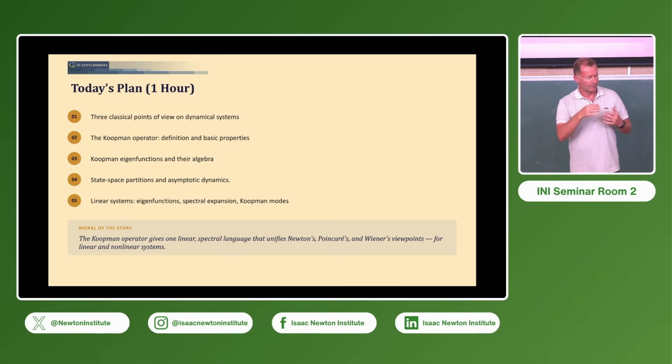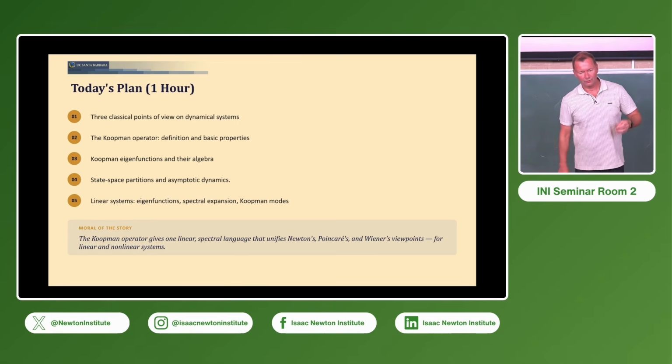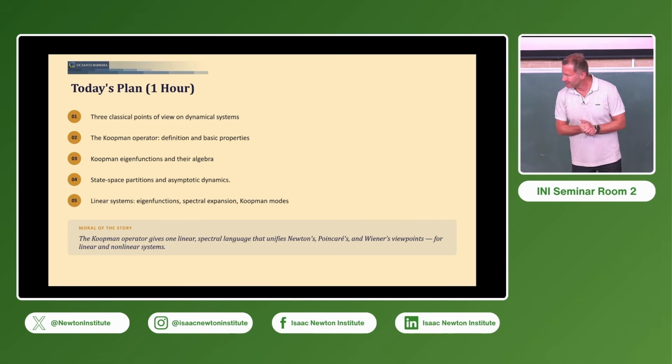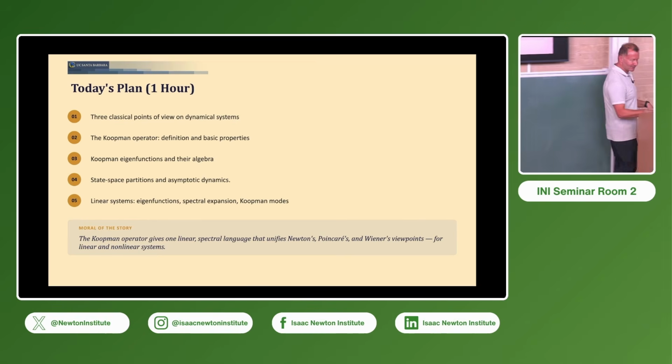And then I'll talk about linear systems, eigenfunctions, spectral expansion, Koopman modes, so that you can very vividly see what it means when you're at linear systems level, right? Took note from Hirsch and Smale spending about 80 pages of their book on it. Some of you probably don't know this, but the Linear Algebra and Dynamical Systems book by Hirsch and Smale is a very beautiful book, but they spent a lot of time talking about linear systems, so I'm going to do a similar thing.